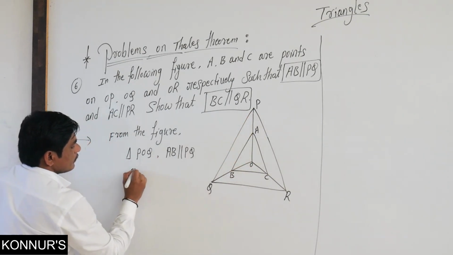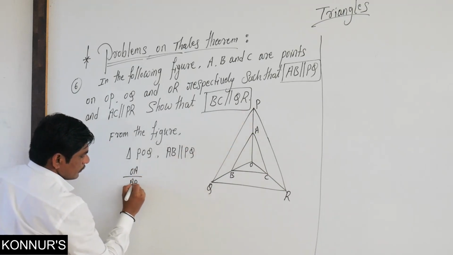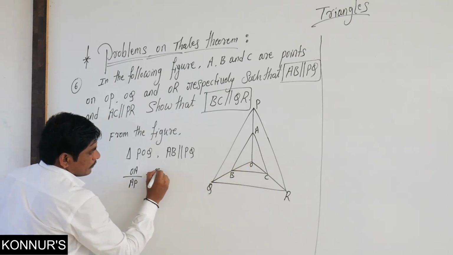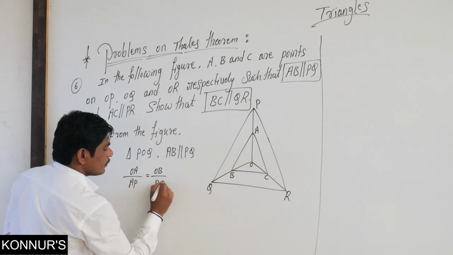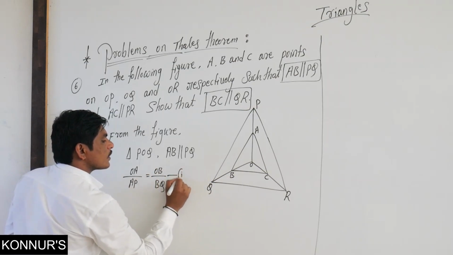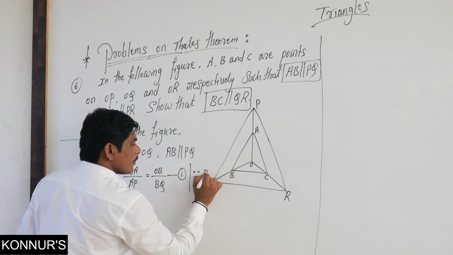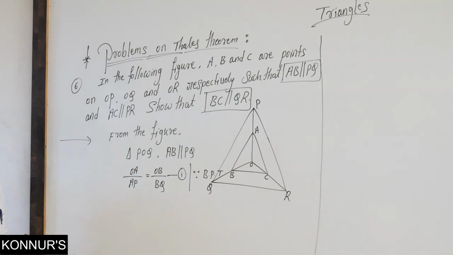OA divided by AB is equal to OB divided by BQ. This is equation number 1, because of the basic proportionality theorem or BPT theorem.